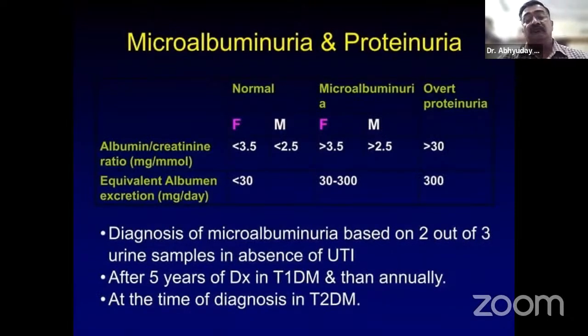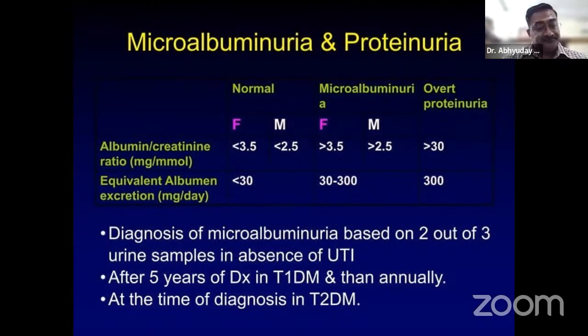And here again, not much of clinical significance, but they say we have differences in male and female also, but they are not that important. Albumin to creatinine ratio less than 3.5 in female, less than 2.5 in males. Equivalent albumin excretion is same. Again, for microalbuminuria, female more than 3.5 and males more than 2.5. But the albumin excretion per day is same, 30 to 300.